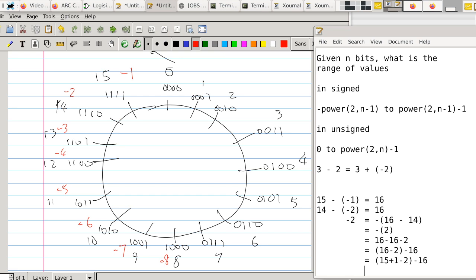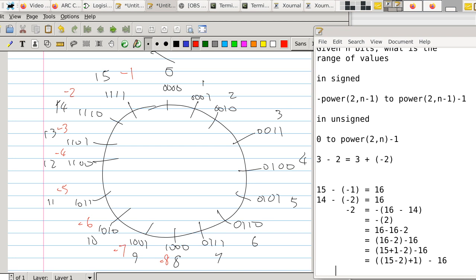Okay. Well, hold on. There's more. So can we look at this as 15 minus 2 first, and then the plus 1, and then the whole thing minus 16? Yeah, I hope so. Yes? Okay. Now here comes the fun part. Can we look at this as bitwise not of 2 plus 1? And then the whole thing minus 16, sorry. There we go.